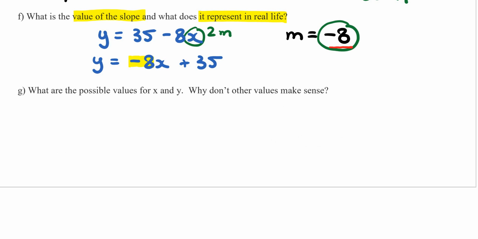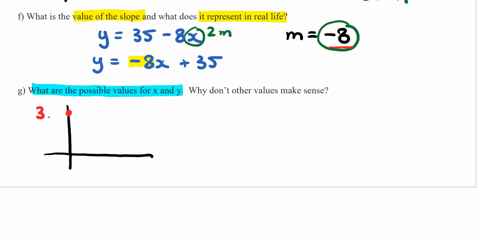Okay, so for part G, what are the possible values for x and y, and why don't other values make sense? Just think about the graph here. The y-intercept we concluded was 35 meters. We have 35 meters of wrapping paper to begin with, and every time we wrap gifts, the amount of wrapping paper left goes down, right? So we have to figure out what values of x and y make sense.